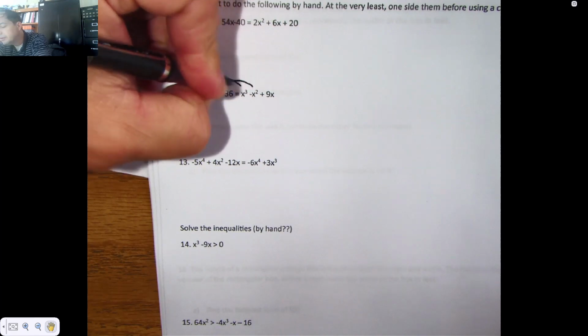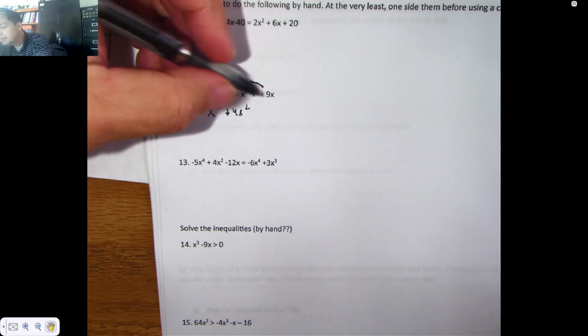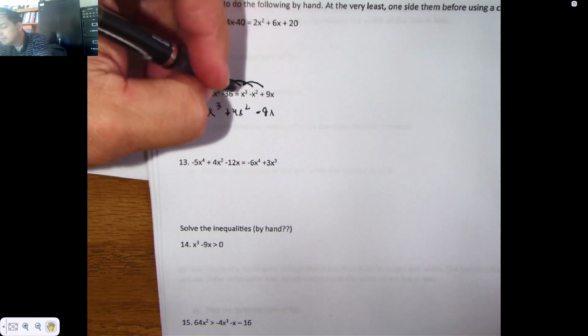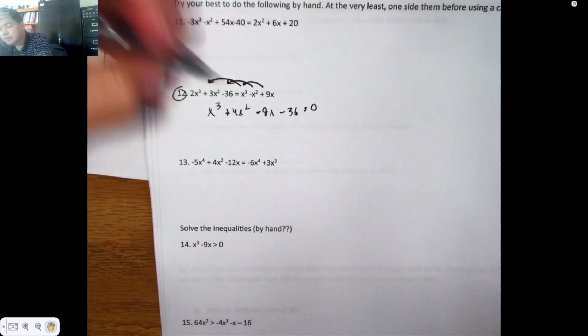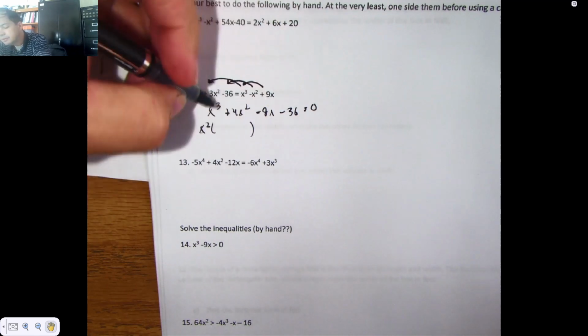I'm just going to shift everything left. 2x cubed minus an x cubed is a singular x cubed. 3x squared plus an x squared is a 4x squared. What else we got? We got this 9x that's moving over, minus 9x. We got a minus 36. And this one definitely factors. Both pieces possess at least an x squared. Or at least the first two pieces.